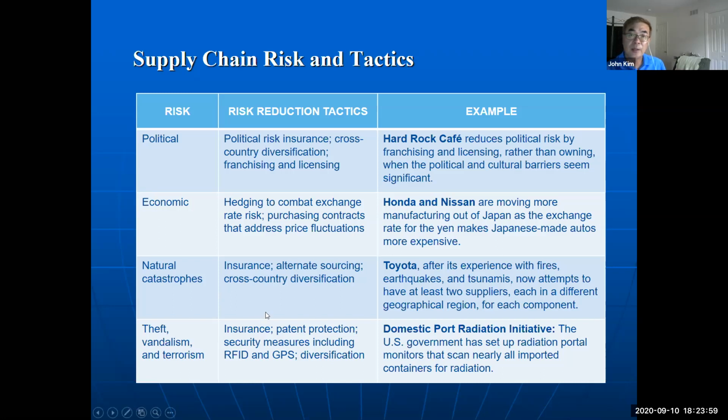So same story: risk from the supply chain comes from outsourcing companies and suppliers and so on. To reduce that risk, the same: careful selection, monitoring, diversification and so on. Okay.